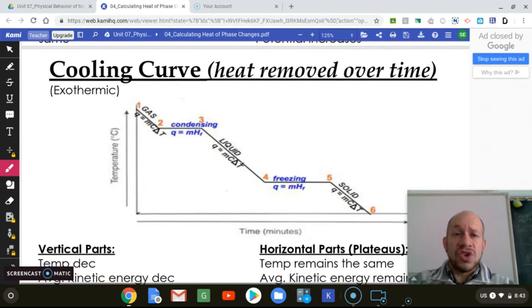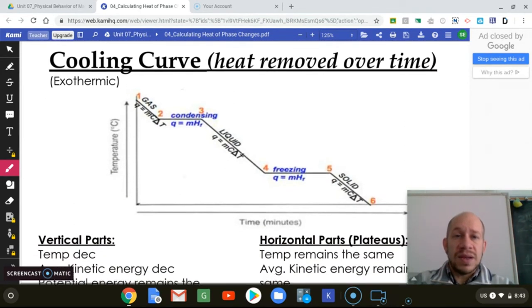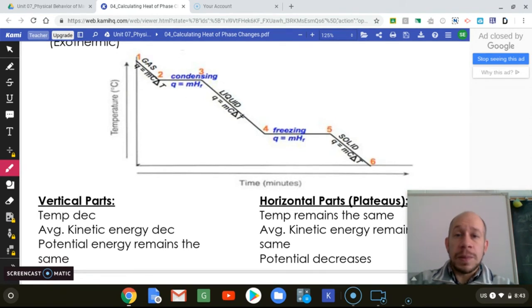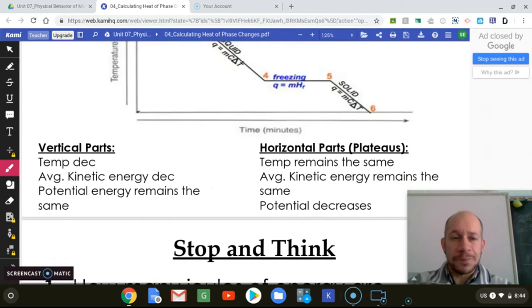Cooling curves are just the opposite. They're exothermic, so heat is being removed. So when I have the vertical parts, when I have temperature decreasing, my average kinetic energy is decreasing, and at those points I have potential energy remaining the same. On the horizontal parts of the plateaus, the temperature is remaining the same, and the average kinetic energy remains the same. However, the potential energy is decreasing.